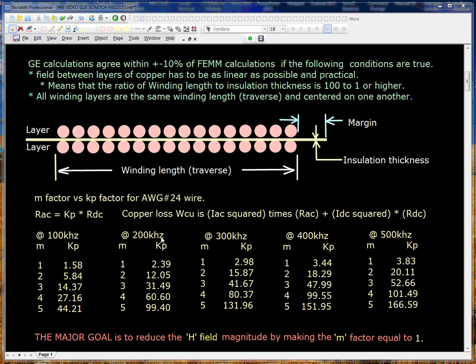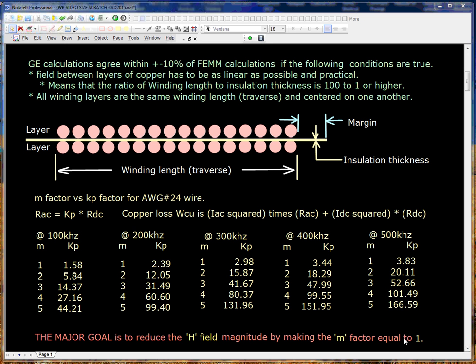And if you see at these different frequencies, for example, look at 500 kilohertz, M a value of 1 gives us 3.83 for Kp, but a value of 5 is 166.59. That's a huge number. Therefore, I'll say it again. We're going to control the H field magnitude by making the M factor equal to 1.